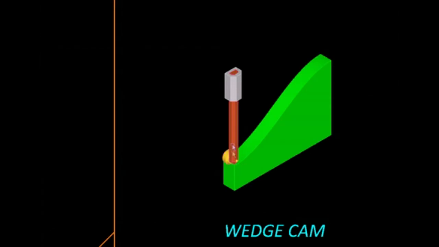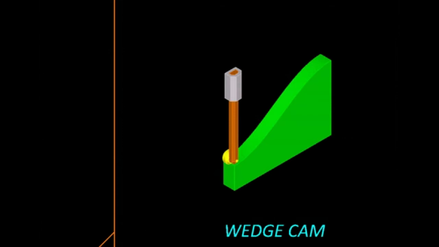Not for lifting this up or in the rise of our follower, but when it comes down, so when it is returning. Suppose we want to achieve an acceleration greater than g, the gravitational acceleration, in the downward direction. In that case this arrangement will not work because our follower is simply resting on the cam. So at the most it can fall freely under gravity, but it will never achieve an acceleration more than that.